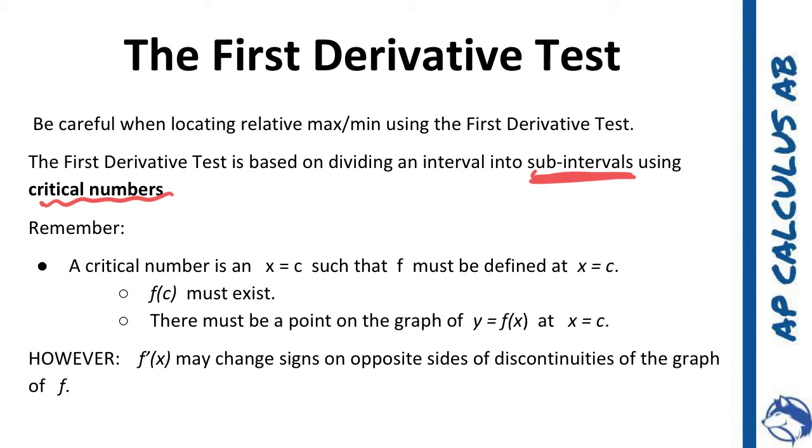So remember, a critical number is at x equals c such that f must be defined at x equals c. So f of c must exist, and there must be a point on the graph where y equals f of x at x equals c. However, f prime of x may change signs on opposite sides of the discontinuities of the graph of f. So just be careful of that. It might change and be different wherever that is.